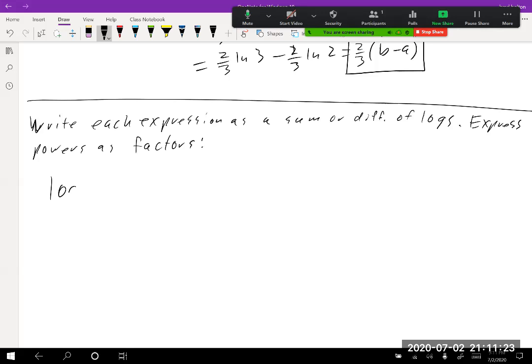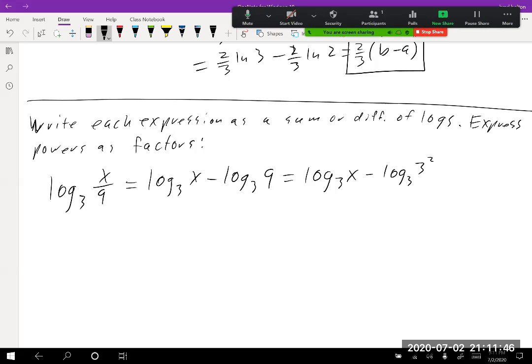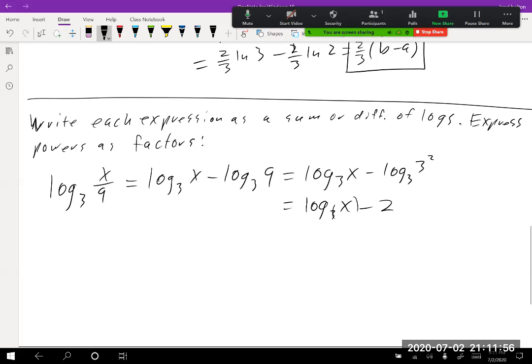Okay, so suppose we have log base 3 of x over 9. I want to rewrite this as the sum or difference of logs. I don't want to write it as one log. So this will become log base 3 of x minus log base 3 of 9, right? And then 9 is really 3 squared. So this is going to be log base 3 of x minus log base 3 of 3 squared. But that will be really log base 3 of x minus 2, because once we put the power in front, log base 3 of 3 is just going to be 1.